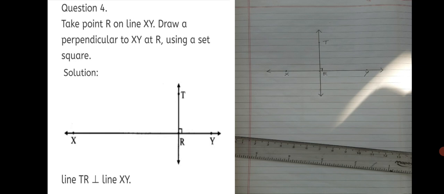So this way we have completed our question number 4 and also practice set 40 and the chapter number 17, geometrical constructions. So hope you have understood this chapter. You need to practice it to understand better.